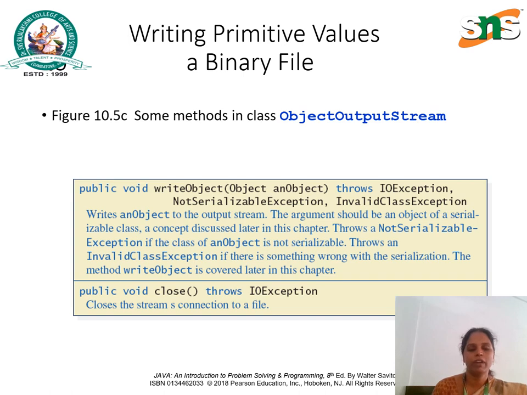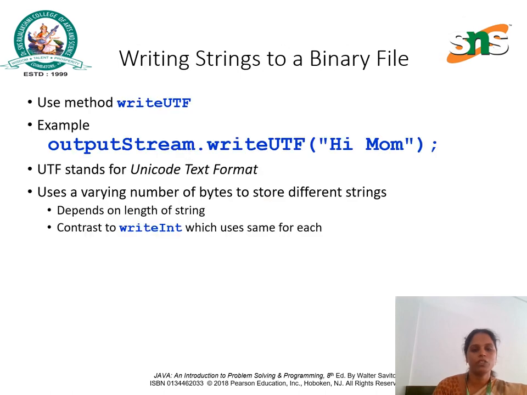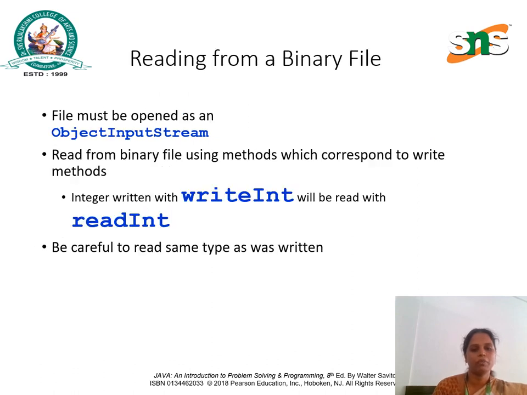Writing primitive values to a binary file. So these are the examples of object output streams. And then writing strings to a binary file. UTF stands for Unicode Text Format. It depends on the length of the string, in contrast to writing chars, which use the same space for each. Reading from a binary file, we have to use object input stream.